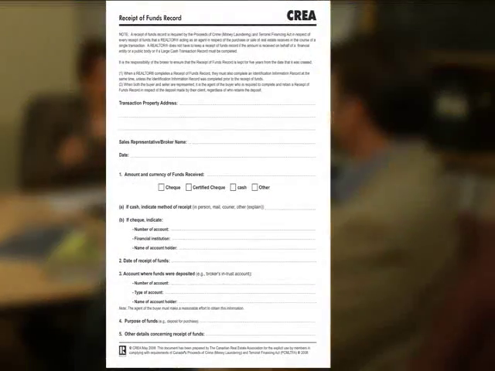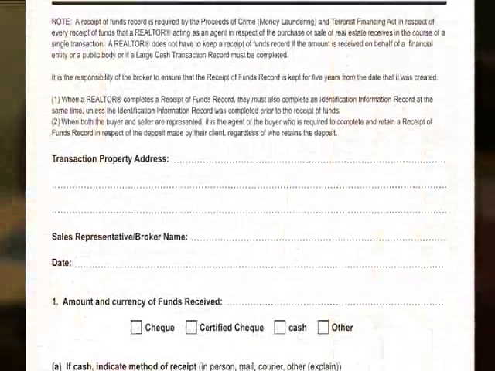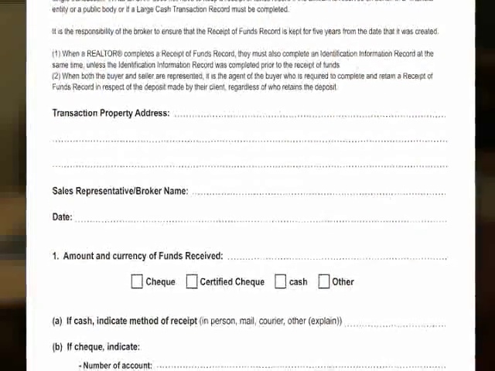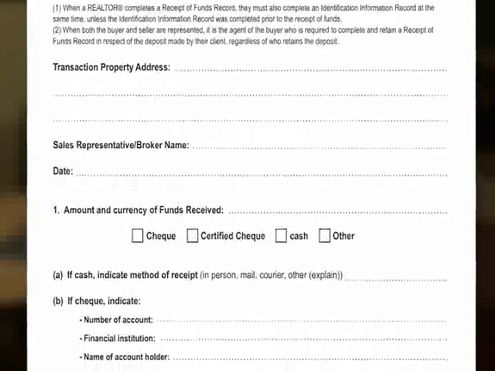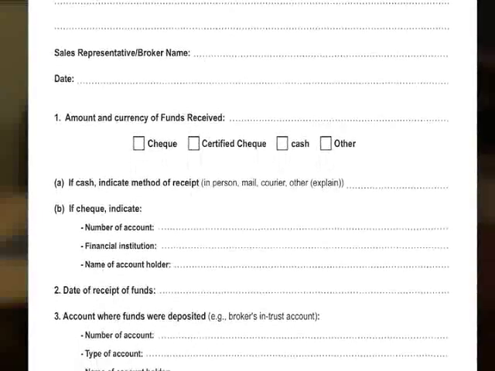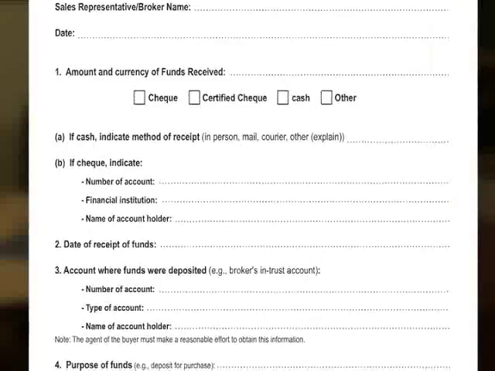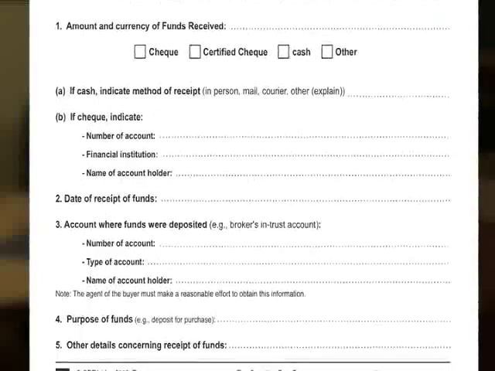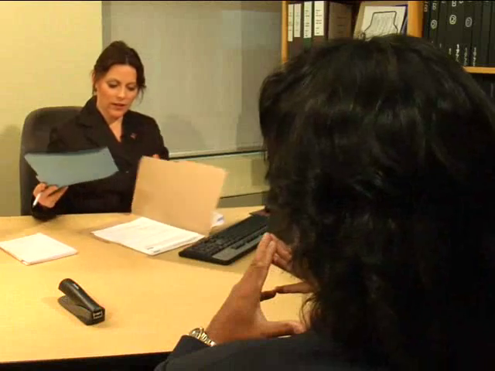I don't need any more information from you for this next form that I have to complete, but I have to keep a record about the deposit you're making with your offer. This is also kept on file at our brokerage for 5 years. This is the receipt of funds record. It's the buyer's agent who has to complete it, even if the deposit ends up directly in the bank account of the listing broker. Remember, the only time you don't have to fill out this form is if the funds are coming on behalf of a financial entity such as a bank, or from a government agency, or if a large cash transaction record is required instead.